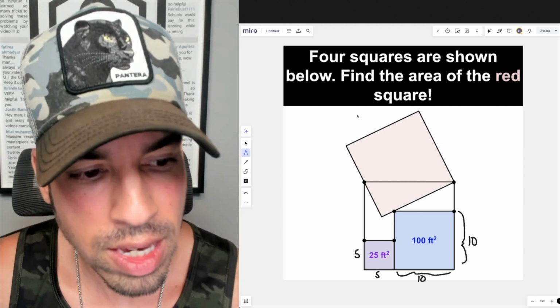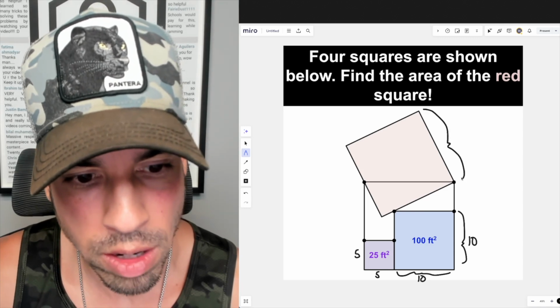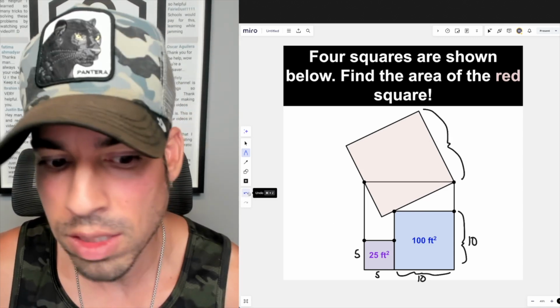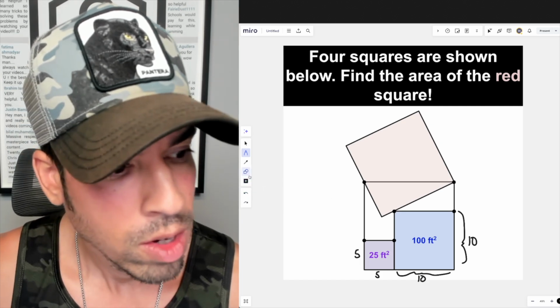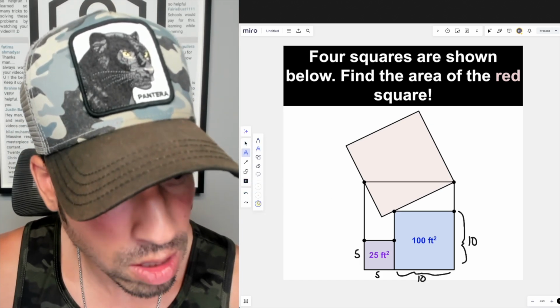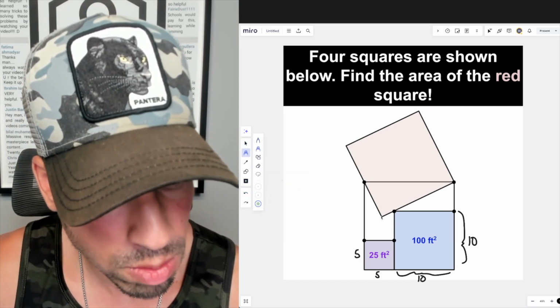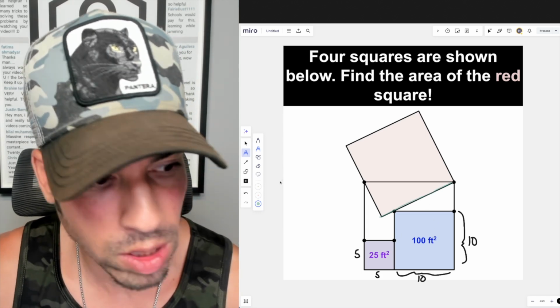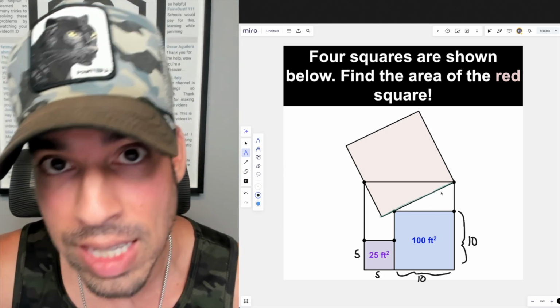Now, the key is, since I know that this is a square, if I can just find a side length somehow, then I know if I square that side length, I'm going to be good to go. The side length that I'm going to focus on for this puzzle is this side length right here, because it's sort of in the mix within all this stuff, and I think it's going to be the easiest to decipher.